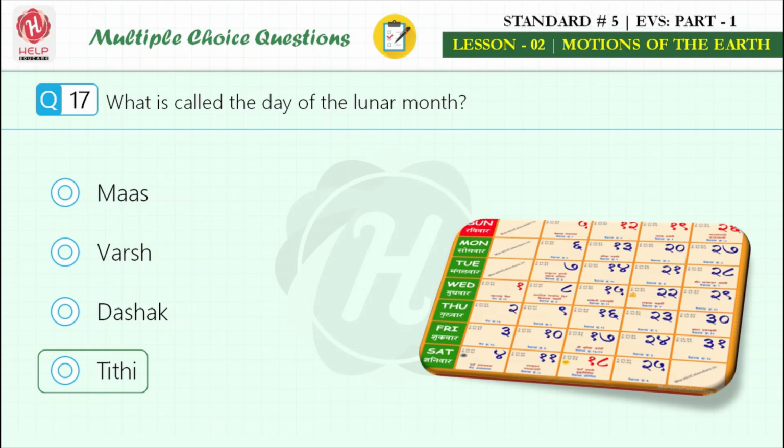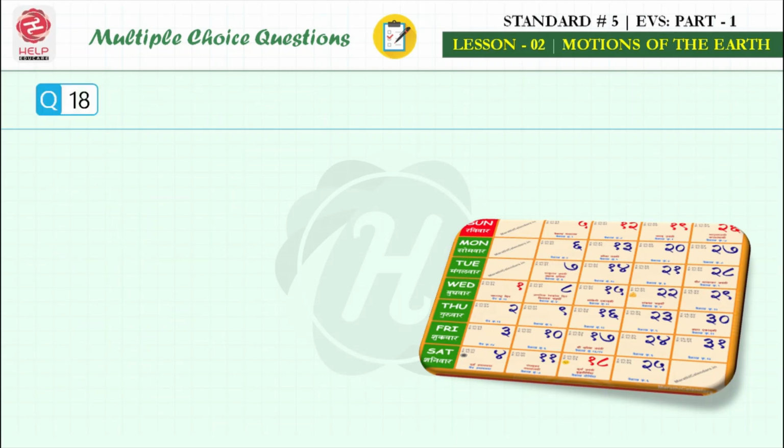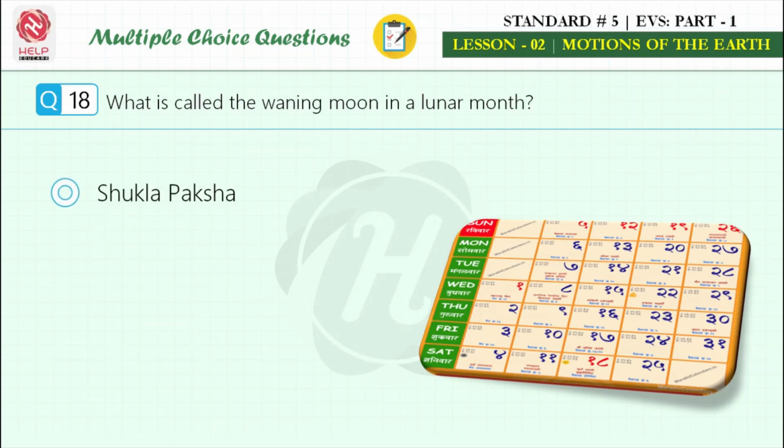Correct answer is Tithi. Question number 18. What is called the waning moon in a lunar month? First option, Shukla Paksh. Second option, Krishna Paksh.